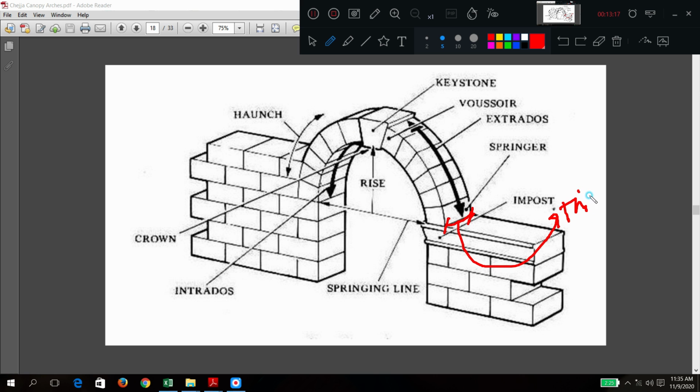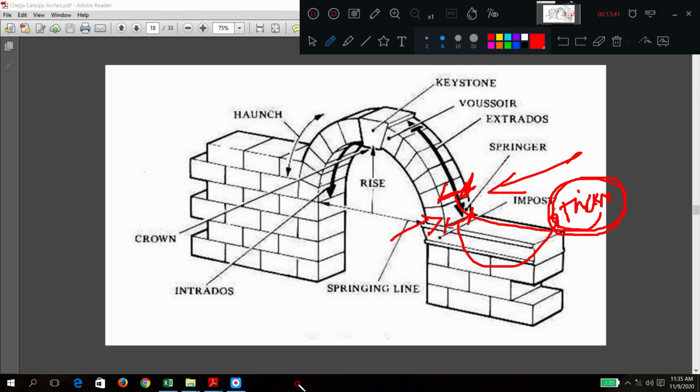All these terms will not come in one diagram, so you have to imagine. Three-dimensional imagination is necessary here to understand the different parts. The distance from this view to this view, from this side to this side, whatever distance you get, is called the thickness of an arch.